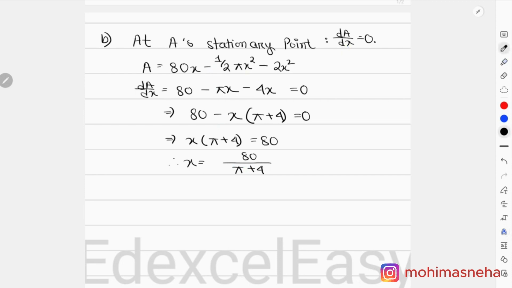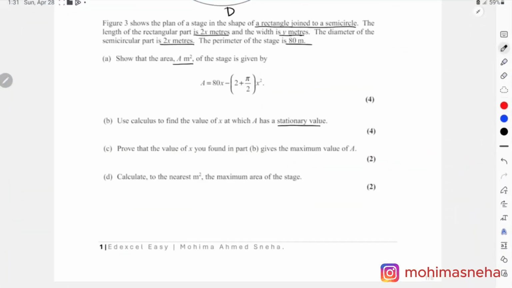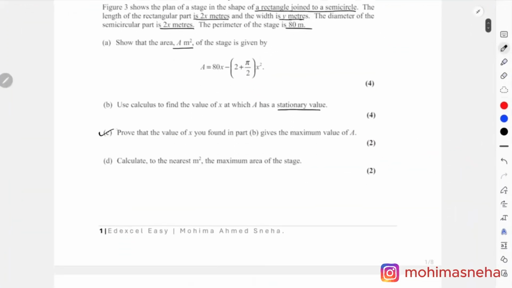Okay, now moving on to your next question, part C. For part C, it says prove that the value for x you found in part B gives you the maximum value for A. Okay.